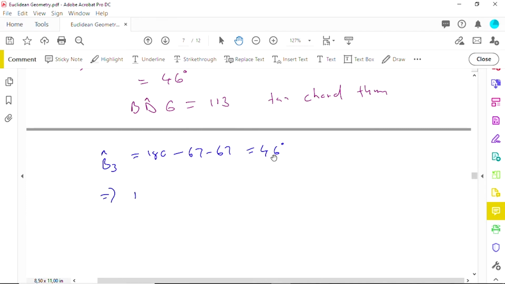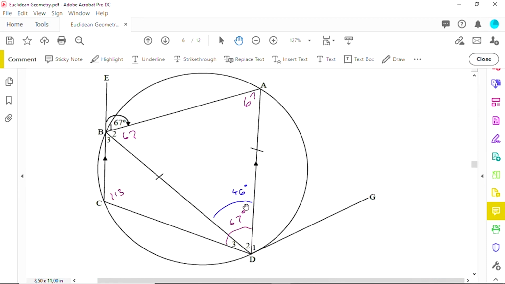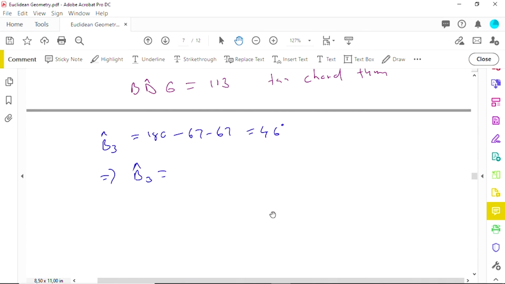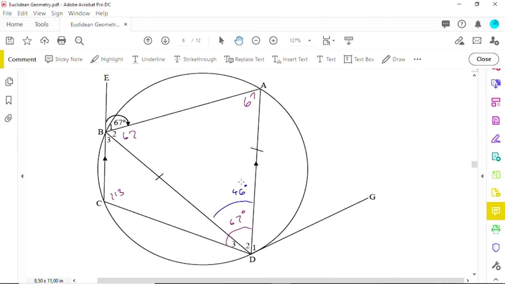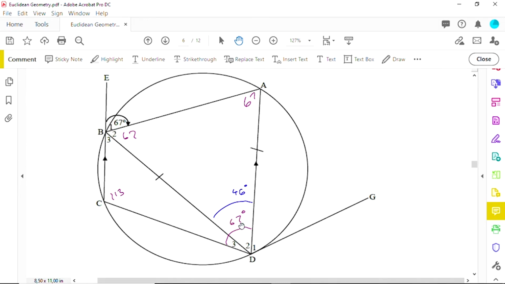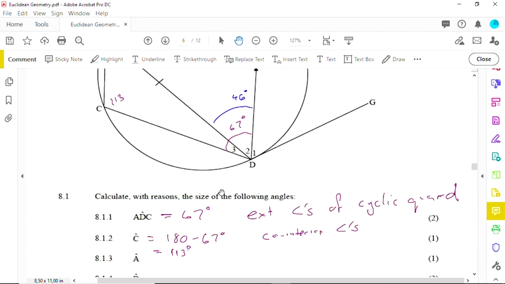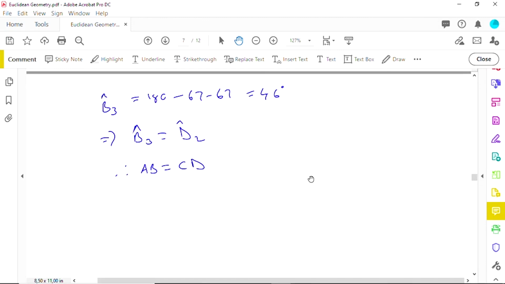So B3 is the same as D2. Since B3 and D2 are the same, we have this triangle with 46 degrees at the circumference with chord BA, and this triangle has 46 degrees at the circumference with chord CB. Therefore, these two must be the same. AB must be equal to CD.